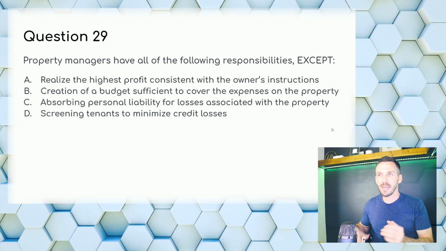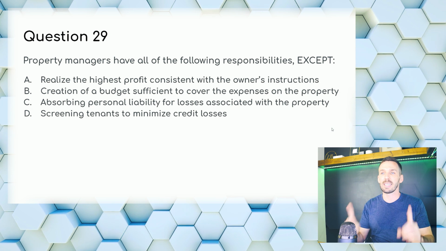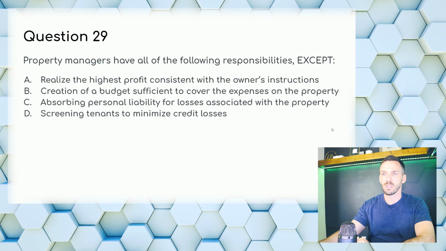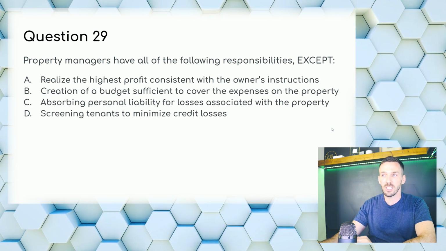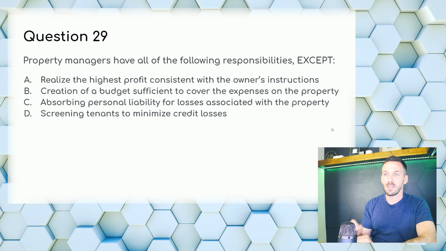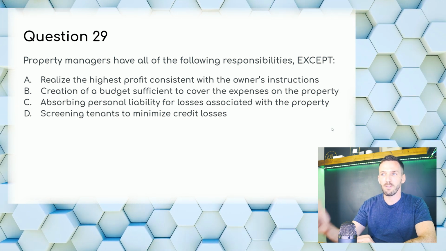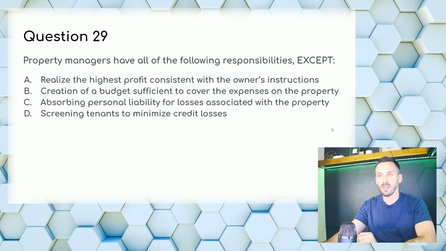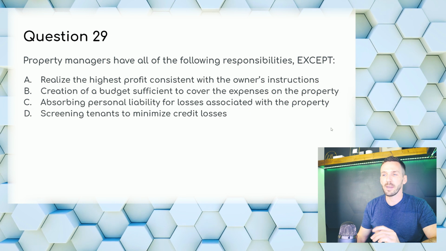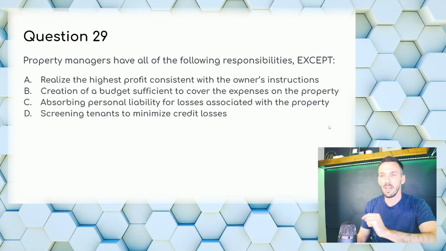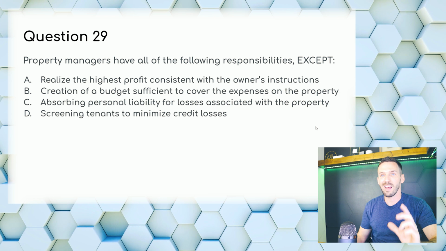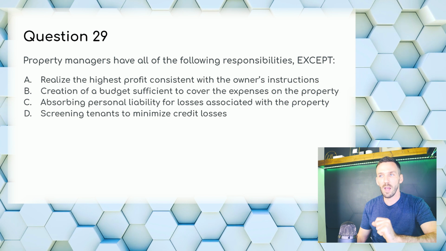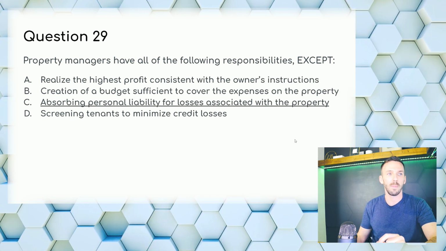Question 29. Property managers have all of the following responsibilities except A, realize the highest profit consistent with the owner's instructions. B, creation of a budget sufficient to cover the expenses of the property. C, absorbing personal liability for losses associated with the property. Or D, screening tenants to minimize credit loss. So A, B, and D are really pretty obvious, so by elimination we can get C. But know that managers are not really that liable, especially personally. So answer is C, absorbing personal liability for losses associated with the property.